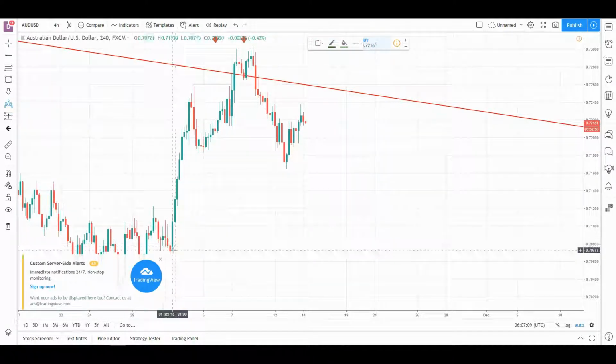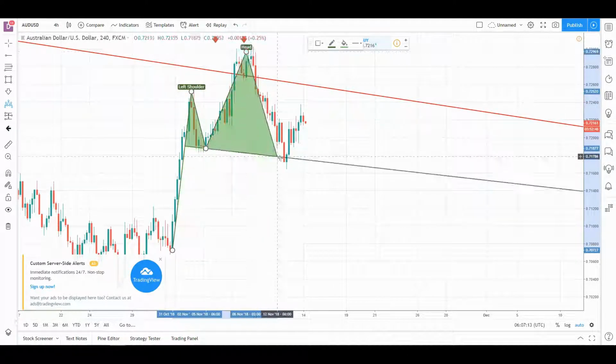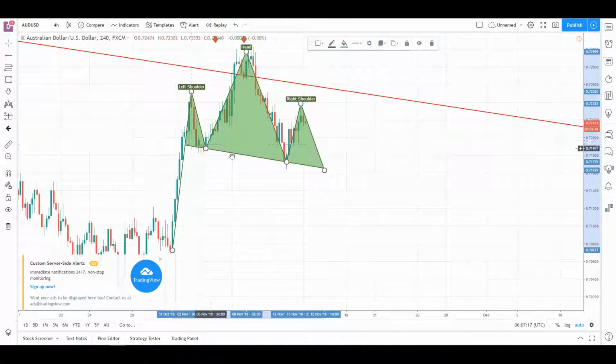We can do it like this. So this is the left shoulder, we've got the head, we've got the right shoulder, and then we have the neckline right there. So I'm taking it down to the neckline. That's what I'm doing. Then I'll assess the situation and see what I'm going to be doing after price action comes towards the neckline. The move towards the neckline is decent.